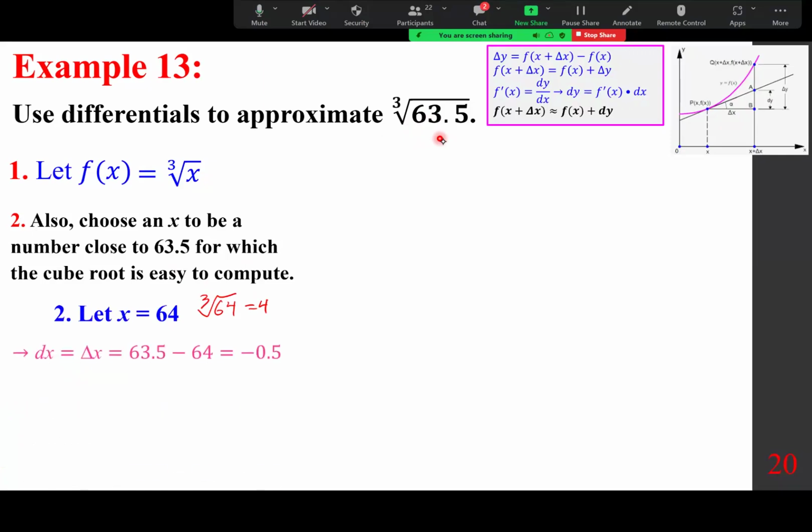And this is what I meant in the previous page when I mentioned that we know the cube root of 64 and we want to find the cube root of 63.5. So whatever this answer is, this is close to it, but it's smaller because it's negative 0.5. On the other hand, just to make it up, if I wanted to find the cube root of 65, I hope you see that dx would be 65 minus 64, which is positive 1, just as an example.